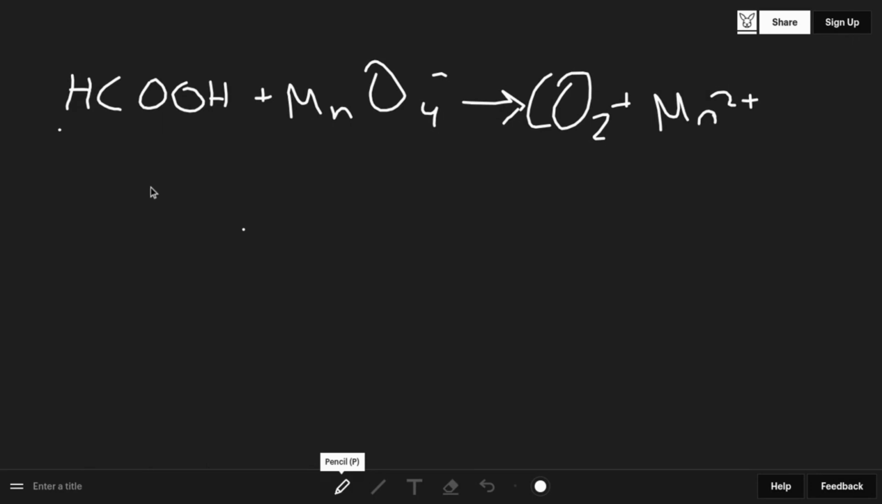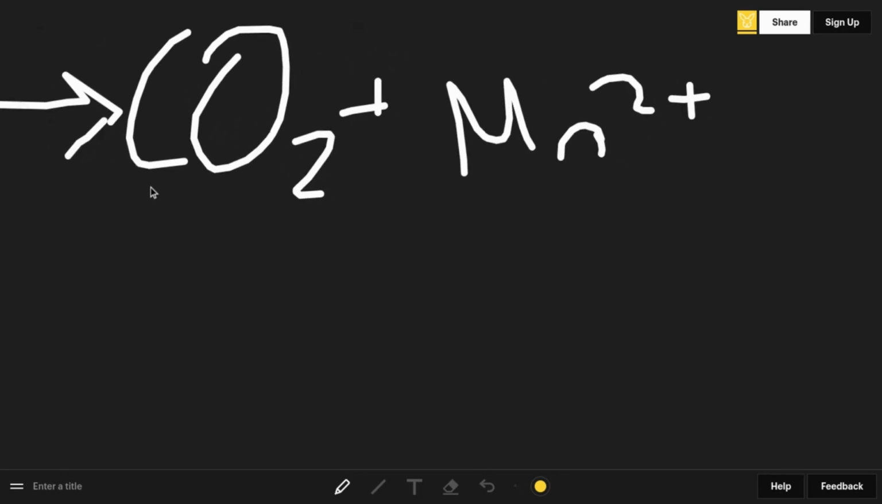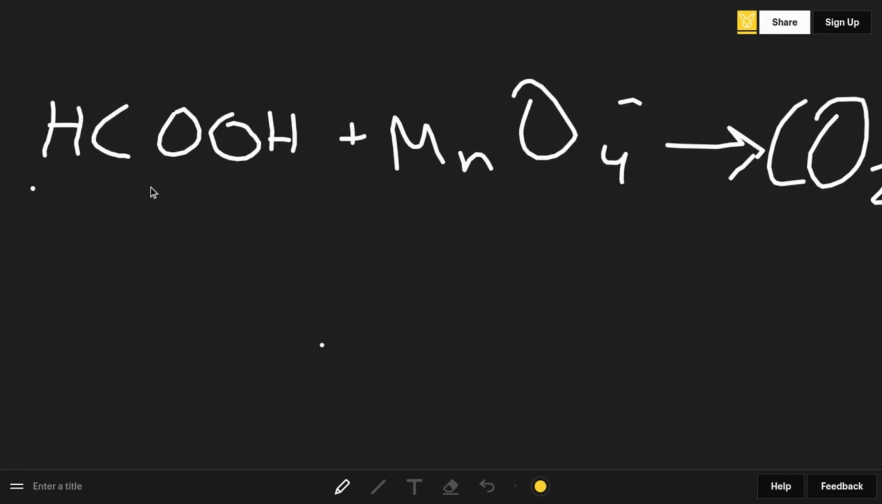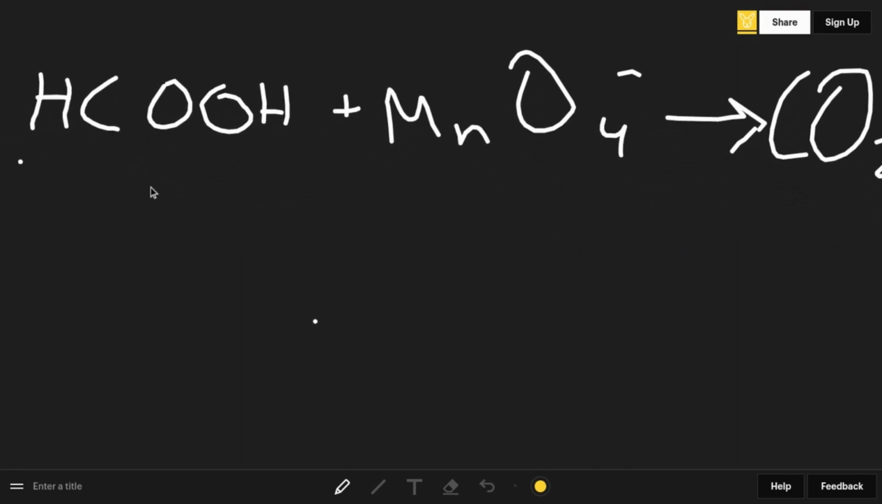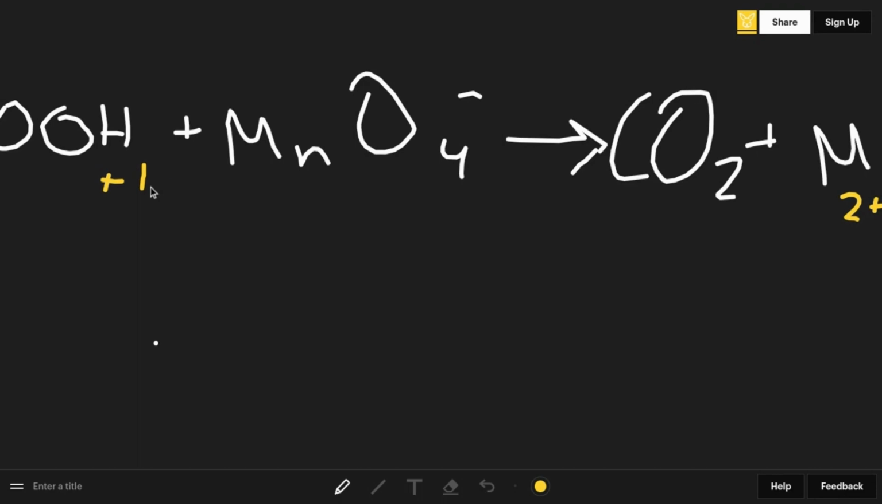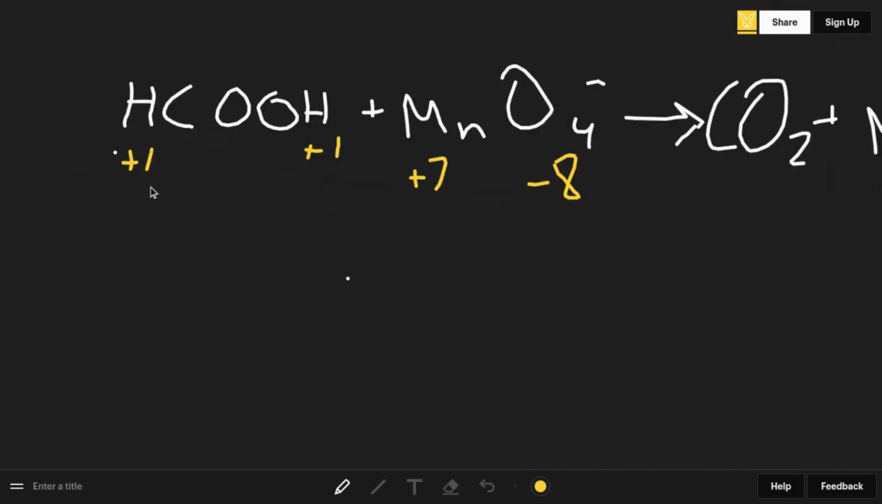So let's start with this one. This one's pretty easy, since one of the rules is that for ions it's the same as the charge, so that means we have +2 here. Cool. Now over here, another rule is that hydrogen is +1, so +1. Now we know oxygen is -2, so we have 4 times -2, so that's -8. And since we have a -1 here, that means we need a negative charge. So that means this is +7, the manganese.